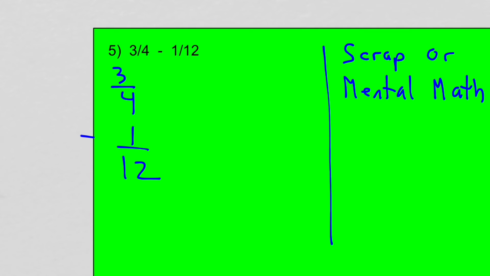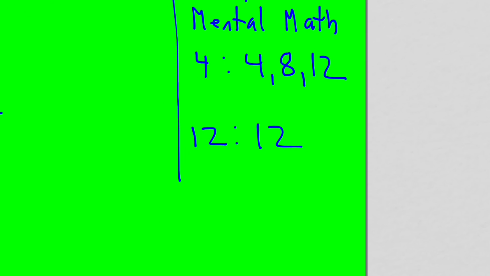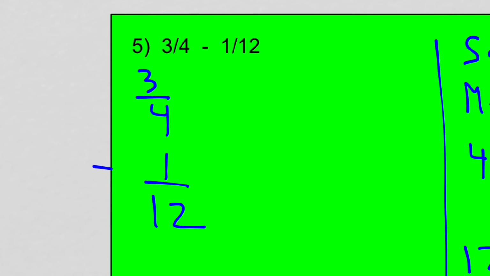Okay, and I'll take my denominator 4 and my denominator 12. And I'm going to skip count until I get one that's the same. 4, 8, 12. Oh, look at that. The first multiple of 12 is 12. So my lowest common denominator equals 12. So I'm going to write both fractions with denominator 12.